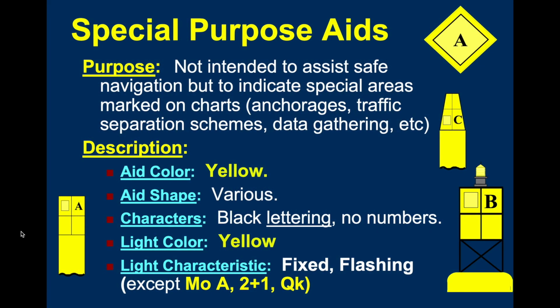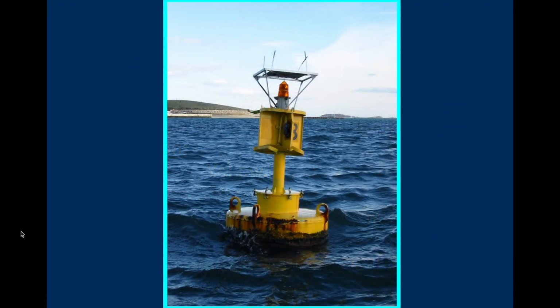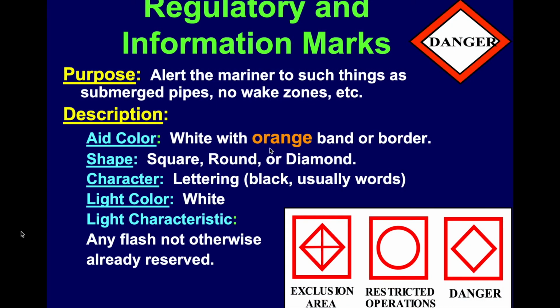Special purpose aids: yellow, various shapes, black letters, no numbers. The light is yellow, and they can flash any characteristic except Morse alpha, 2+1, or quick, because these are all being used by other buoys. Morse alpha, safe water mark; 2+1, preferred channel marks; quick flashing, wrecks.